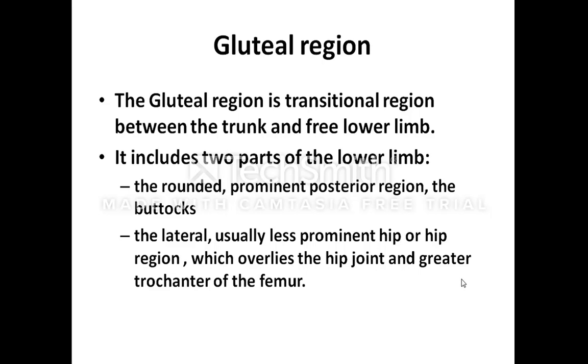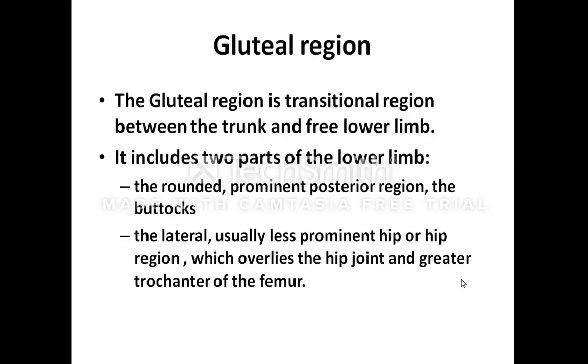So, starting with the gluteal region. The gluteal region is the transitional region between the trunk and the free lower limb. It includes two parts of the lower limb: the rounded prominent posterior region, which is the buttocks, and the lateral, usually less prominent, hip region, which overlies the hip joint and the greater trochanter of the femur. So in the gluteal region we have two parts: the part above the hip joint and the buttocks.